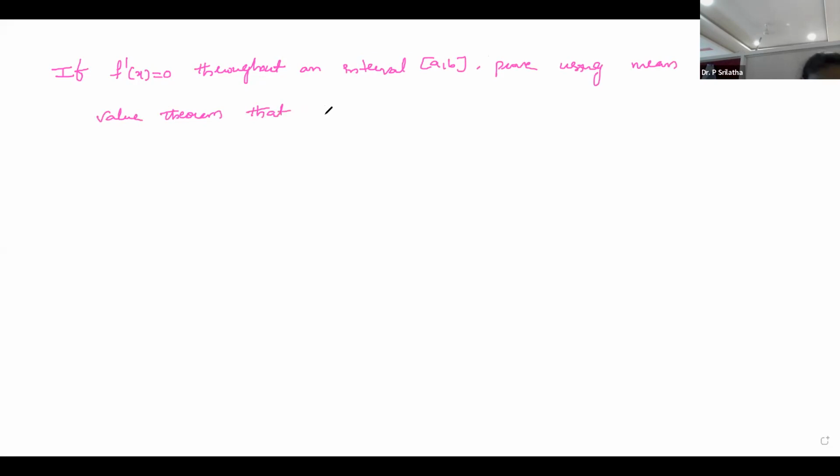The question is, this is also an important question. If f dash of x is equal to 0 throughout an interval, closed interval a comma b, prove using mean value theorem that f of x is a constant in that interval.